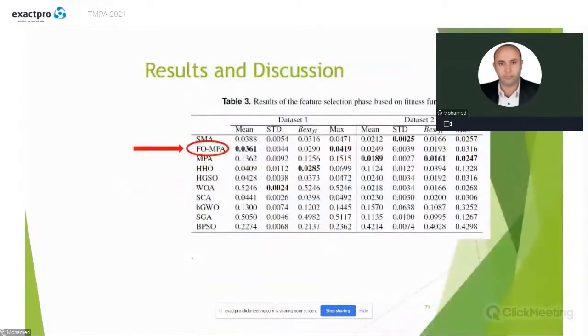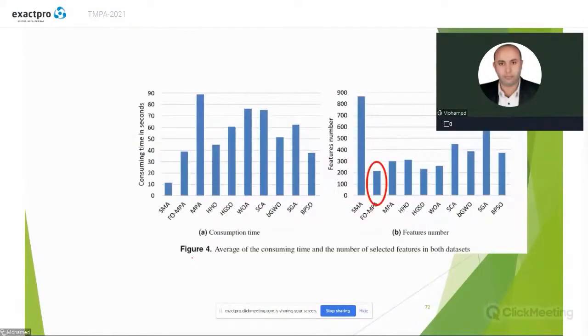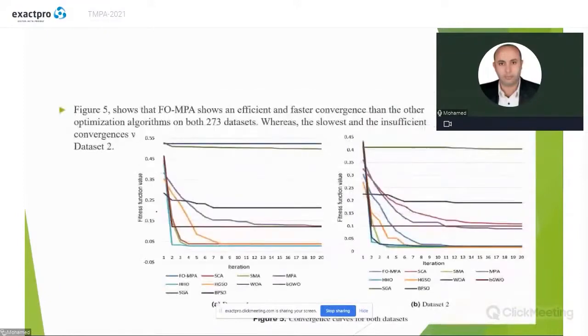This is the result of our algorithm using two datasets. From this, we found the smallest fitness function for our algorithm, FO-MPA. Also, the smallest number of features is obtained by our algorithm. However, the CPU time is higher than another algorithm called SMA. And this is the convergence behavior during the optimization process.